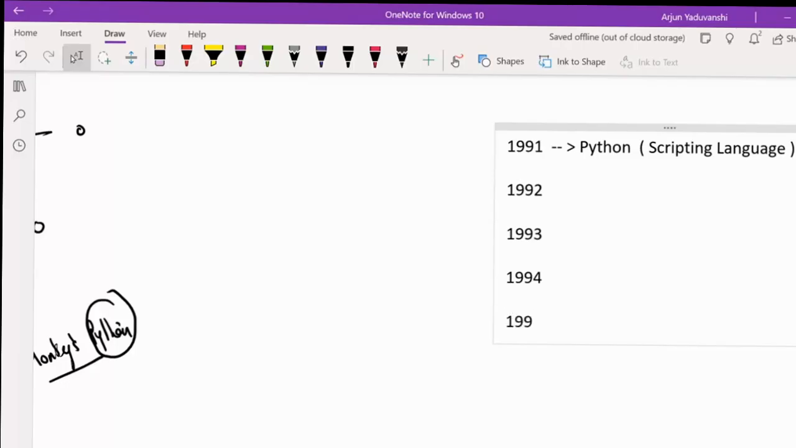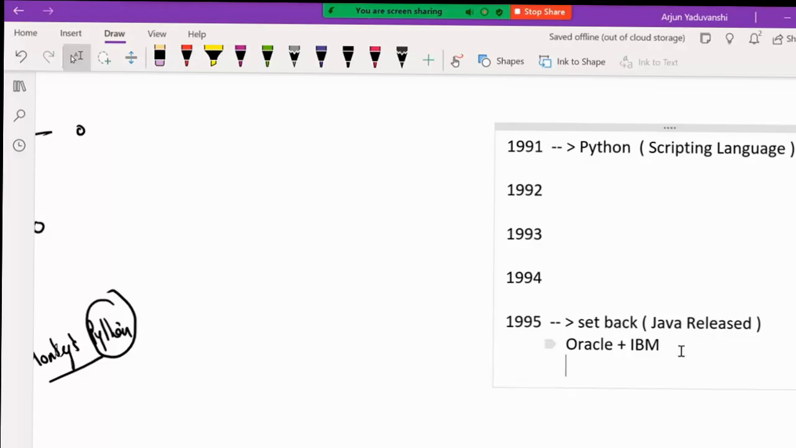In 1995, there was a big setback for Python. What was that setback? Java was released. Java was released with the support of two major IT giants, Oracle and IBM. These two companies were supporting and funding Java. At that time Java was developed by a company called Sun Microsystems, and Oracle and IBM were supporting it.